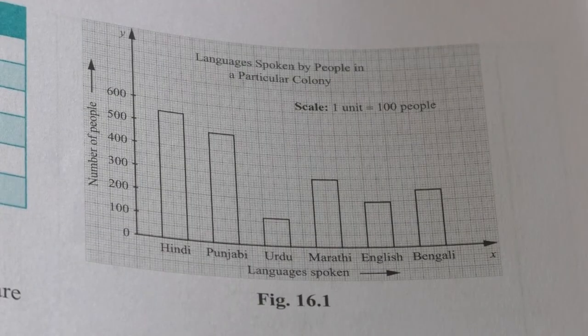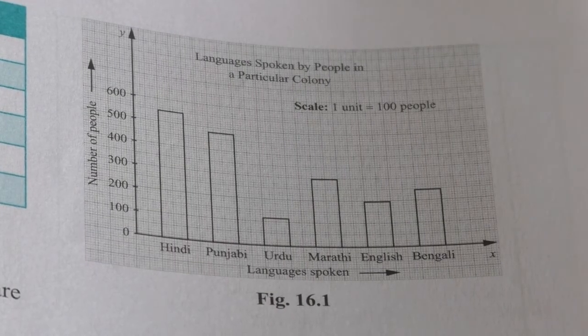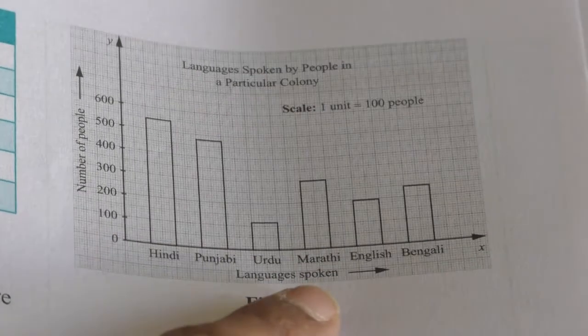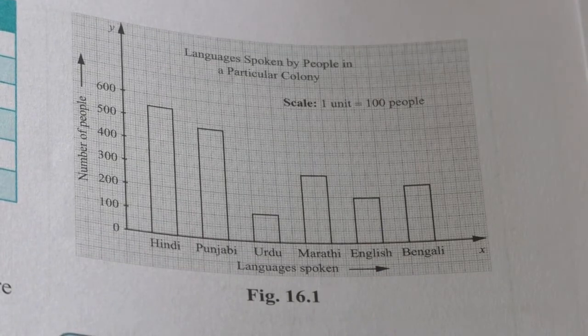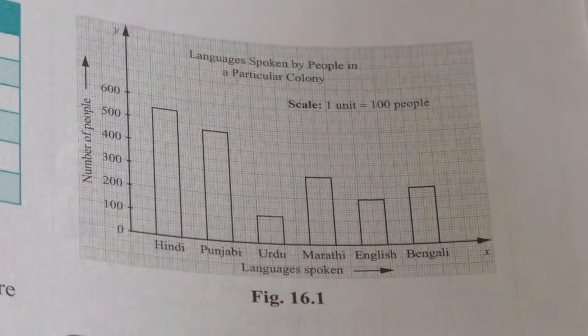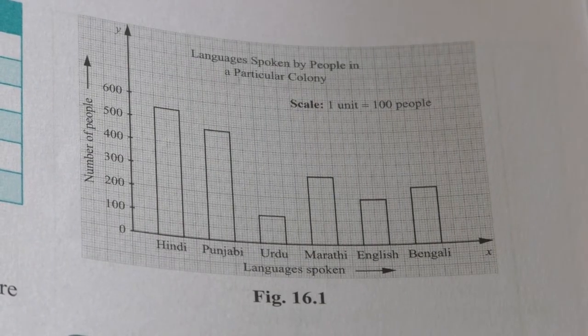Here you can see a bar graph. So, the title given is languages spoken by people in a particular colony. So, here you can see the x-axis marked as languages spoken and the y-axis as number of people.